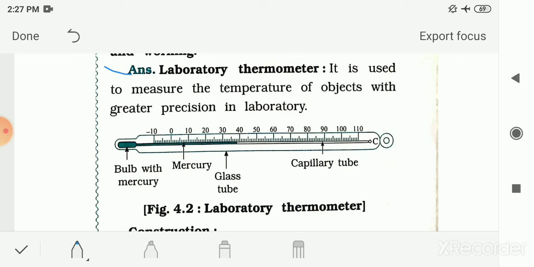Here the construction of this kind of thermometer, or the diagram, is given to you. Here you can see the bulb with mercury. Then in this capillary tube, you can see the mercury is present, and this capillary tube is placed in the narrow uniform glass tube. And here you can see the reading also, which is represented in the degree Celsius scale. So now let me start the construction of this kind of thermometer.